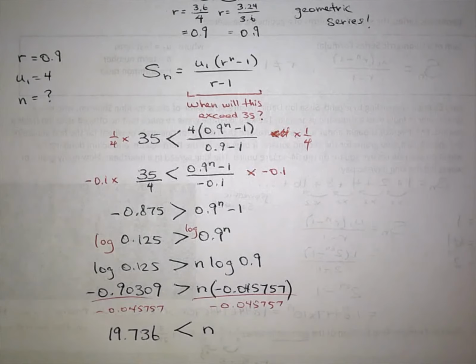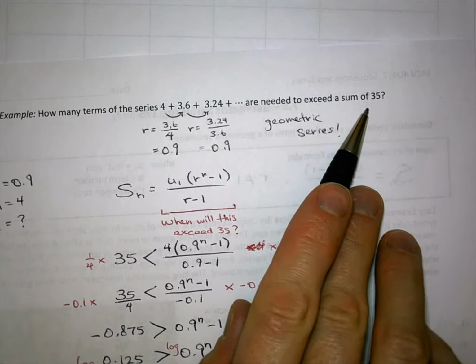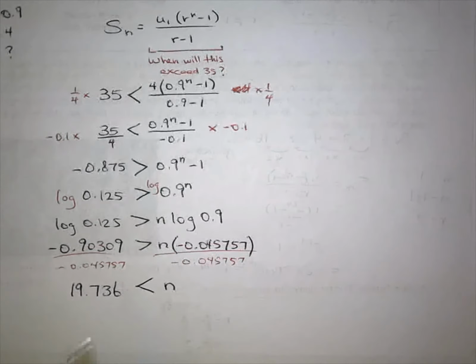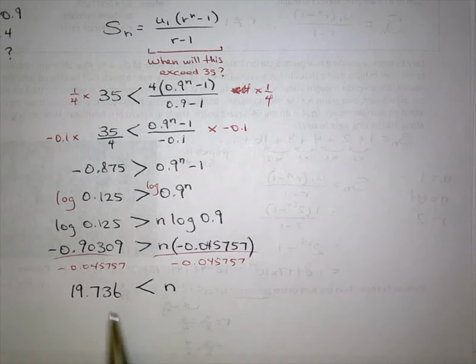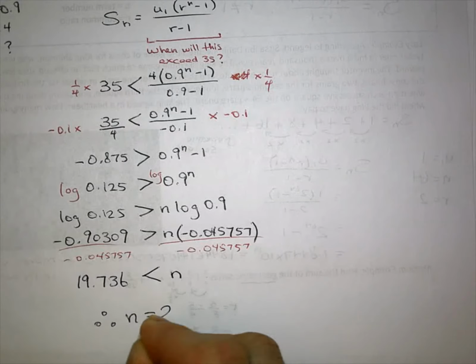19.736. Now, what was the question asking? How many terms in the series will give me a sum of greater than 35? Well, 19.7 terms will give me exactly 35. If you want more than 35, if you want to exceed 35, you have to actually round up. So therefore, n equals 20 terms.